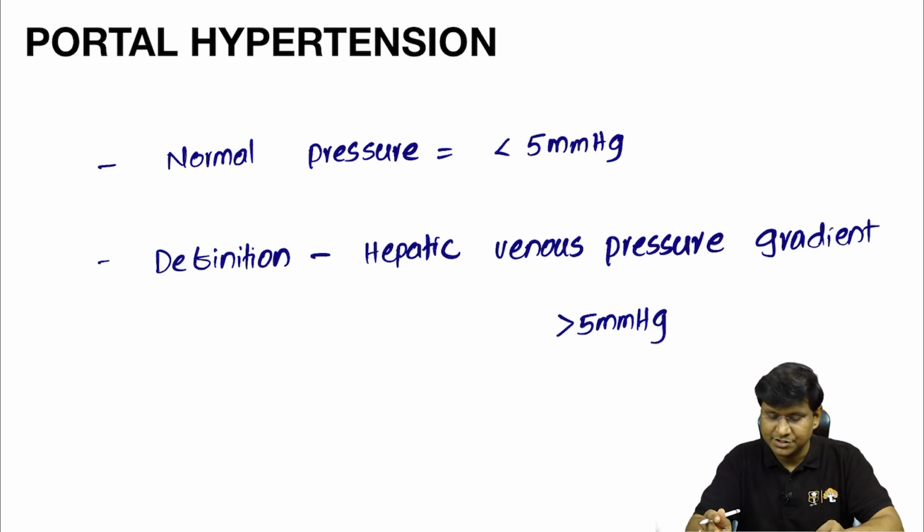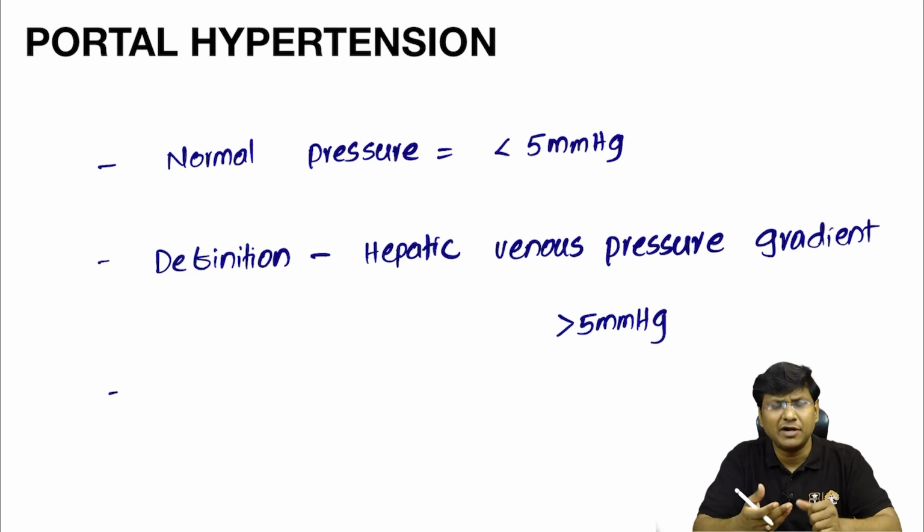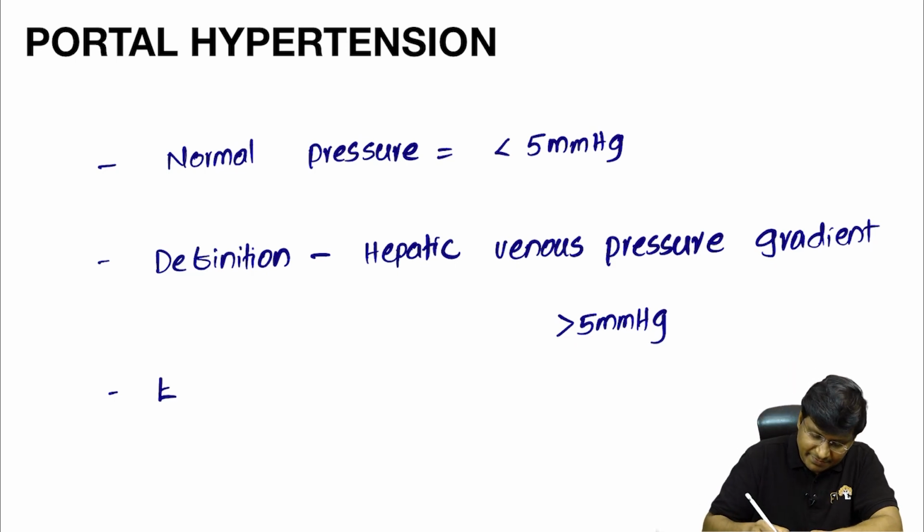The hepatic venous pressure gradient, if it has increased to more than 5 millimeters of mercury, then we use this term called portal hypertension, right? And one of the very important complications associated with portal hypertension is the development of the esophageal varices, okay?